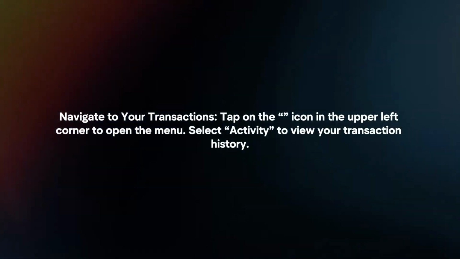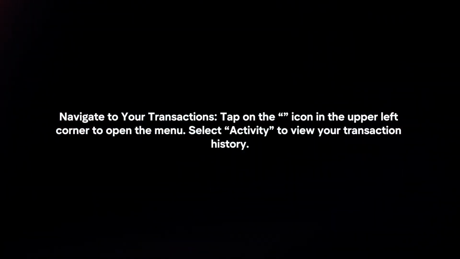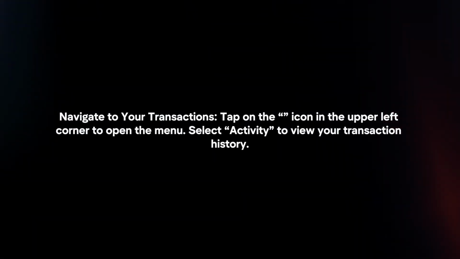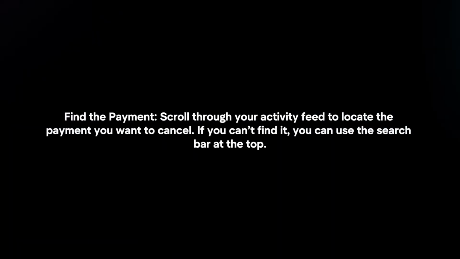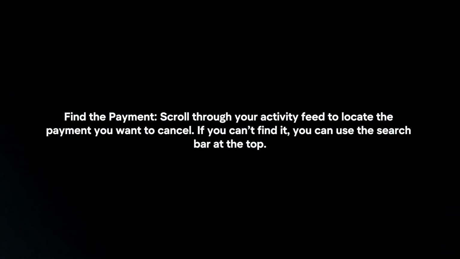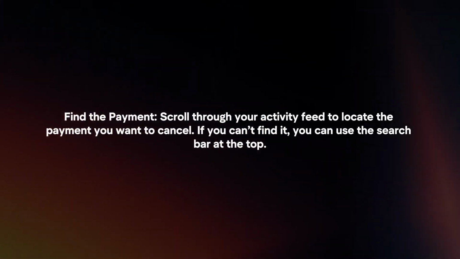Navigate to your transactions. Tap on the three lines icon in the upper left corner to open the menu. Select Activity to view your transaction history. Find the payment. Scroll through your activity feed to locate the payment you want to cancel. If you can't find it, you can use the search bar at the top.